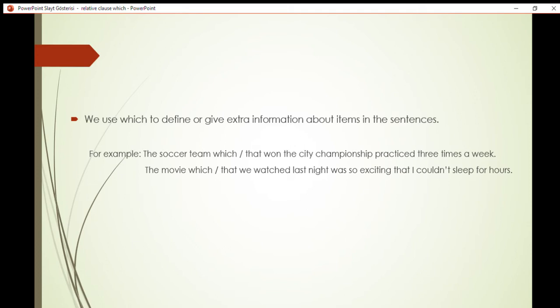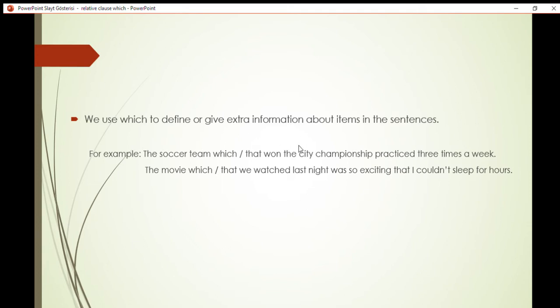Look at the examples. The soccer team, the team, not the players, but the team itself, which won the city championship, practiced 3 times a week. Or the soccer team, that won the city championship, practiced 3 times a week. We are talking about the soccer team. That's why we use the relative clause right after the team, because we're talking about the team.